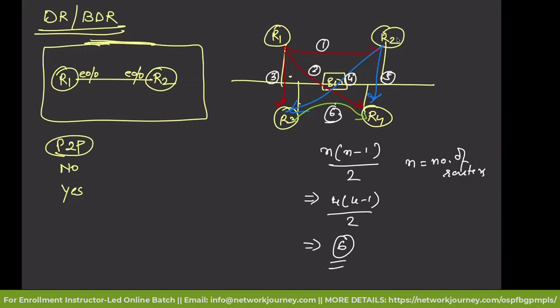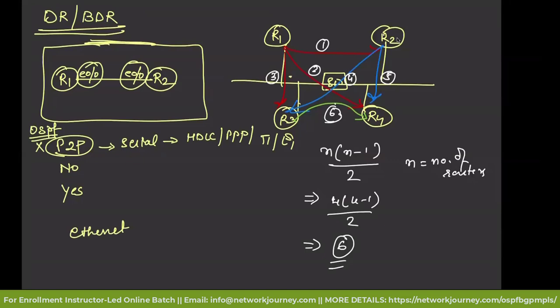So this is a point-to-point topology, but this is not a point-to-point network in OSPF. Because a point-to-point network in OSPF is only serial connections running HDLC or PPP, and your T1, E1 types of connections. So this is, first of all, not point to point from the OSPF point of view. And Ethernet is a broadcast medium, no matter whether you have Ethernet, Fast Ethernet, Gig Ethernet, 10 gig, 40 gig, 100 gig, 400 gig, 800 gig. Nowadays 800 gig is also there.